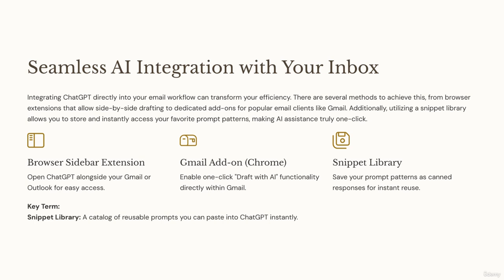Gmail add-on, Chrome. Some tools add a Draft with AI button directly inside Gmail. One click and you're off. Snippet Library. Create a mini catalogue of your favorite prompt patterns and keep them handy in a document, sticky note, or tool like Notion. You can paste them into ChatGPT anytime you need. These make AI help just one click away.